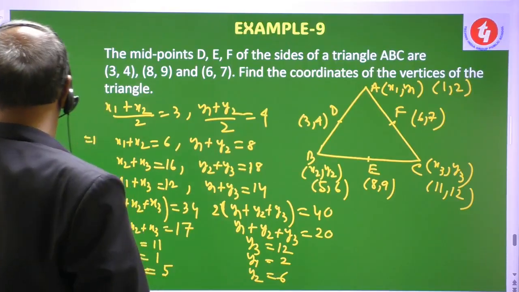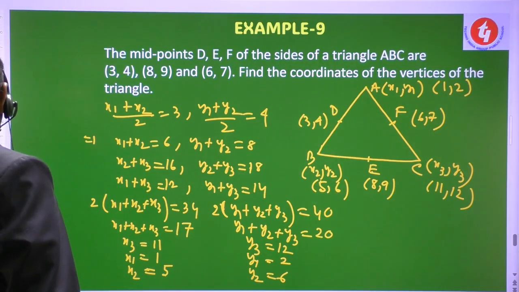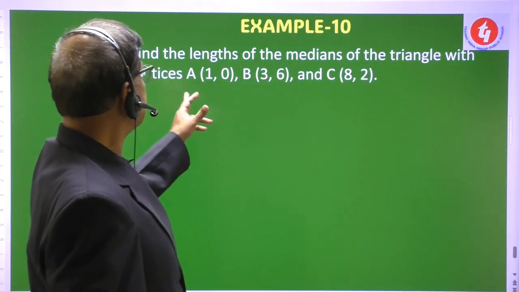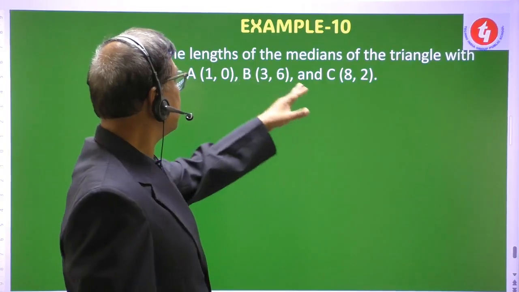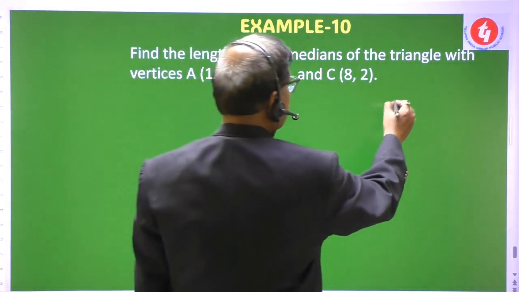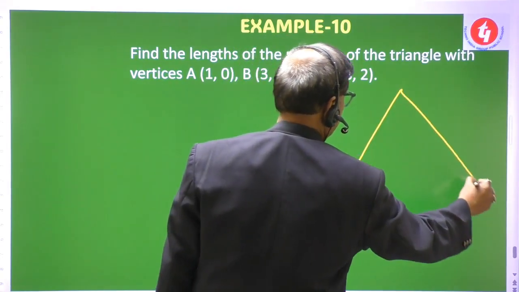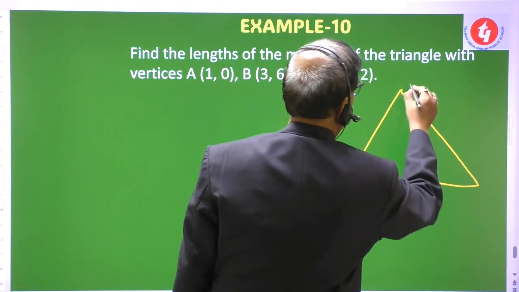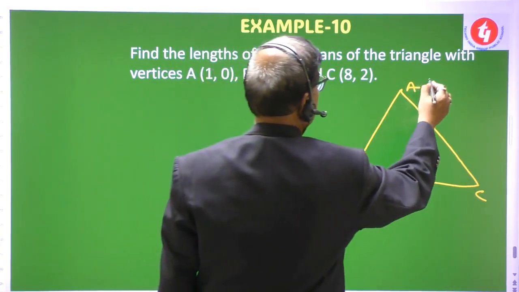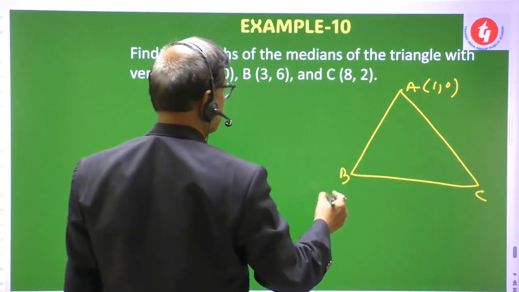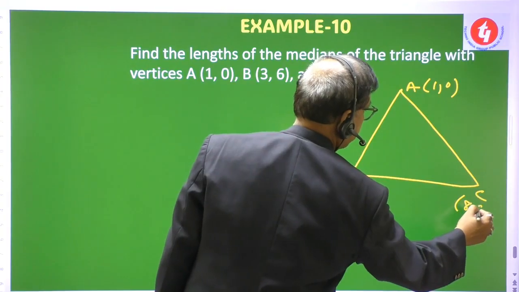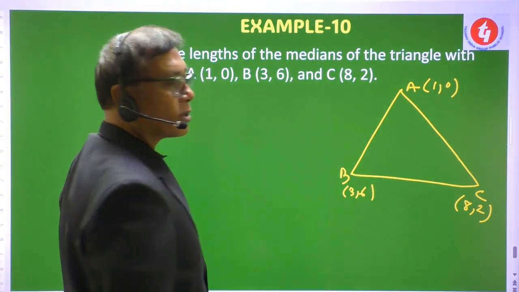Fine. Now I'll solve example number 10. Find the lengths of the medians of the triangle with vertices A, B, C. The coordinates of A, B, C are given. We have to find the lengths of the medians. So I'm drawing one triangle ABC. Say ABC is a triangle. We know the coordinates of A, say 1, 0, coordinates of B given 3, 6, and coordinates of C given 8, 2. We have to find the lengths of the medians.